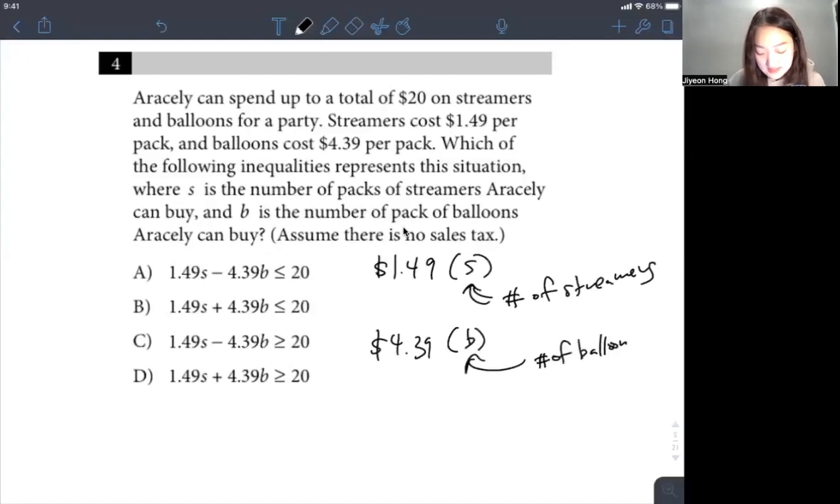The question asks which inequality represents the total number she can buy if she only has $20. So the price of both the streamers and balloons has to be less than or equal to 20, right? And we're going to be adding these two. So we have 1.49s plus 4.39b is less than or equal to 20, which is answer choice B.